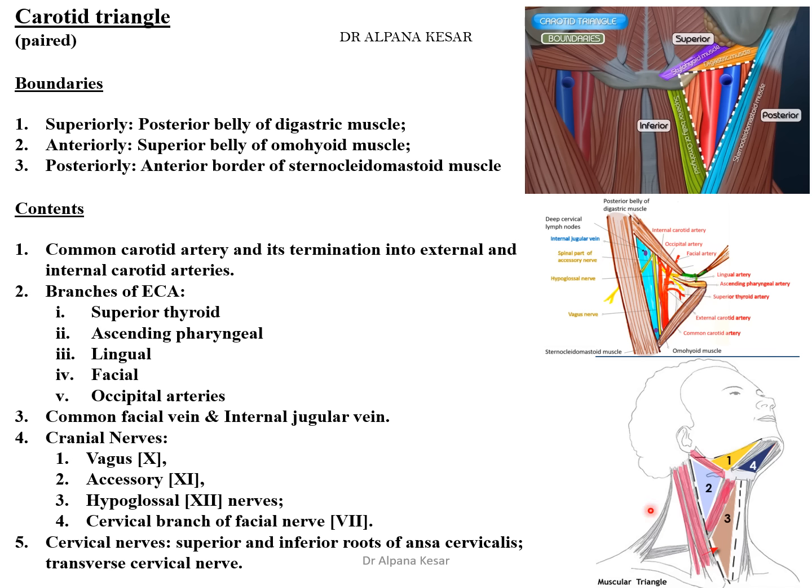The contents of the carotid triangle are: the common carotid artery terminates in the carotid triangle into its two terminal branches, namely external and internal carotid arteries. Branches of external carotid artery, namely superior thyroid, ascending pharyngeal, lingual, facial, and occipital arteries. Common facial vein and its termination into internal jugular vein. Both the structures, that is common facial vein and internal jugular vein, form the contents of the carotid triangle.